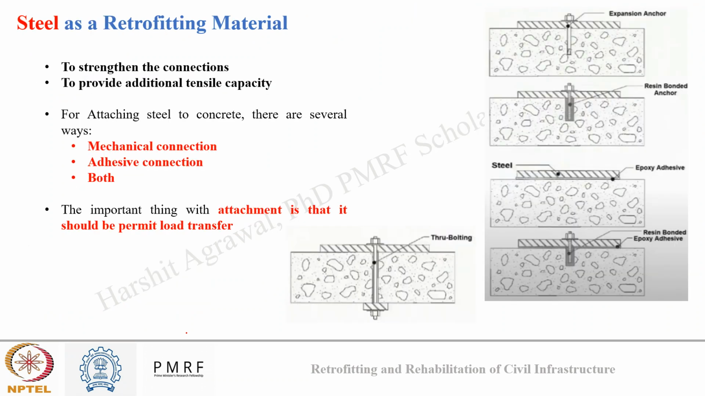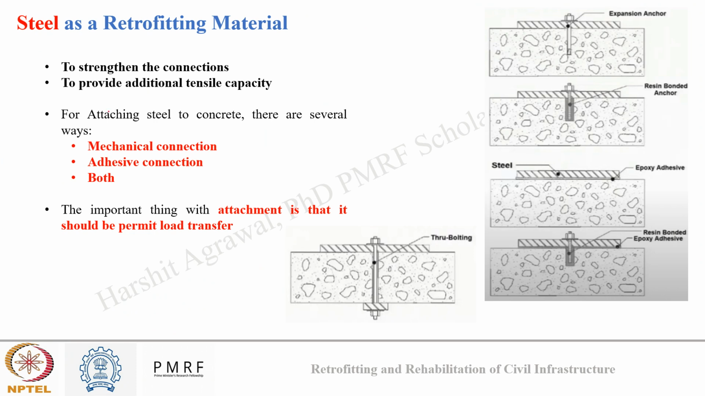We earlier saw high quality concreting as retrofitting material. Okay, now let's talk about steel as retrofitting material. So, steel is used as a retrofitting material in mainly two ways: as an additional reinforcement, either longitudinal or transverse, to provide additional load bearing capacity to the structure. Additionally, it can be used as plates, straps, and tendons also for strengthening the connection or for external support.